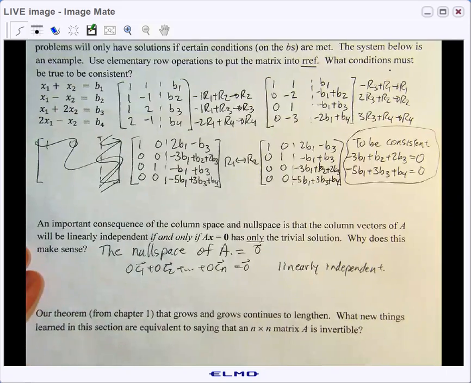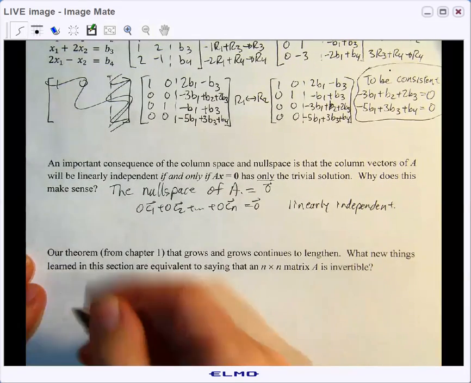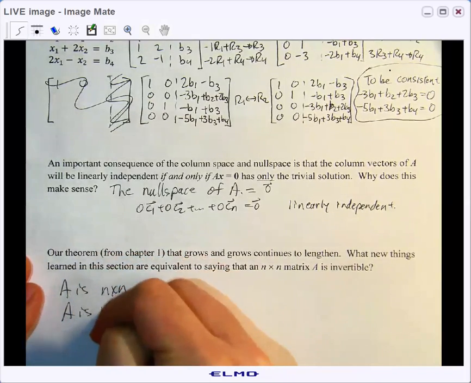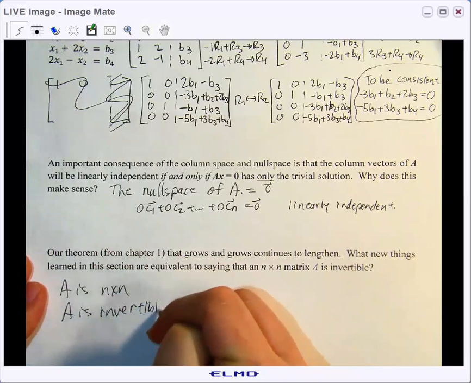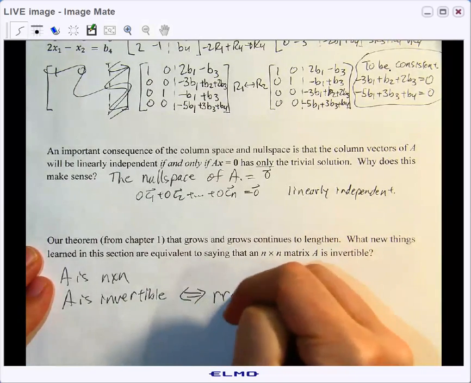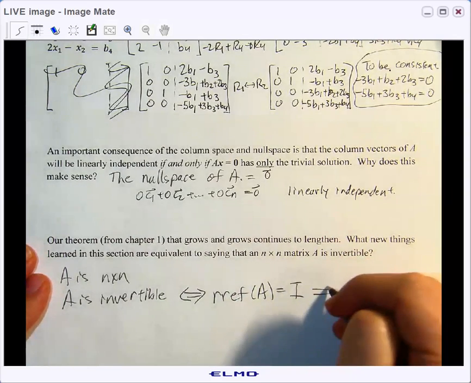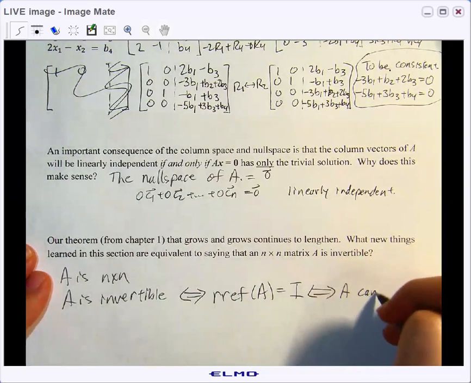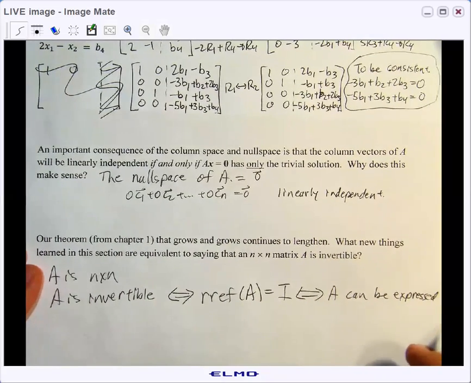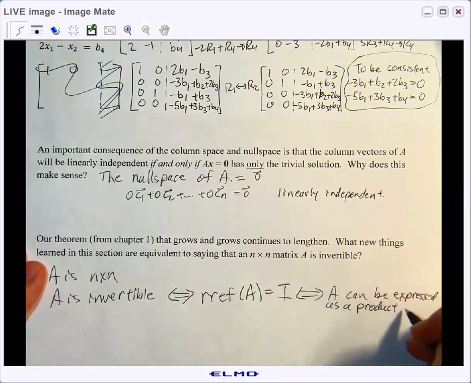Okay. So now, last thing here, we've been studying our theorem. It started back in chapter 1. So if A is n by n, then A is invertible. And that is going to happen if and only if the reduced row echelon form of matrix A is the identity. And we saw that A can be expressed as a product of elementary matrices. And our theorem grew and grew and grew.